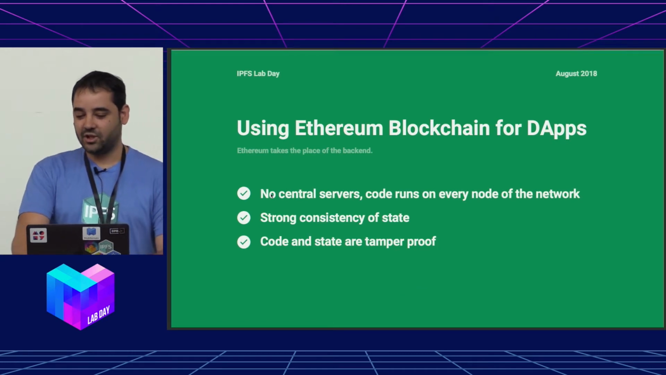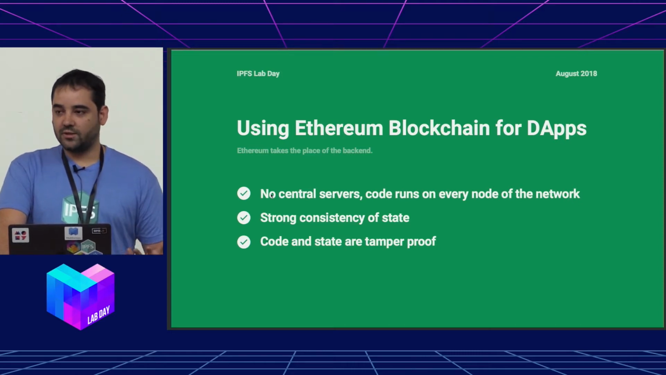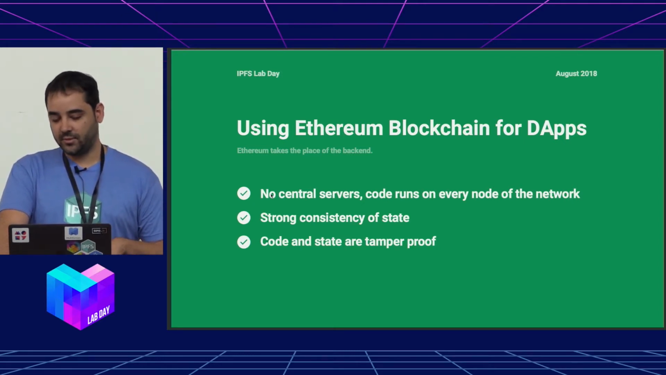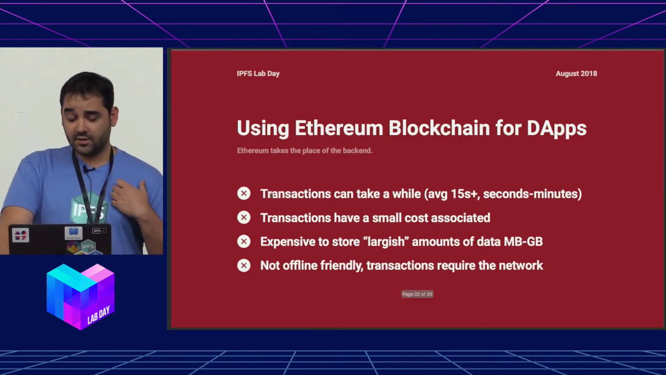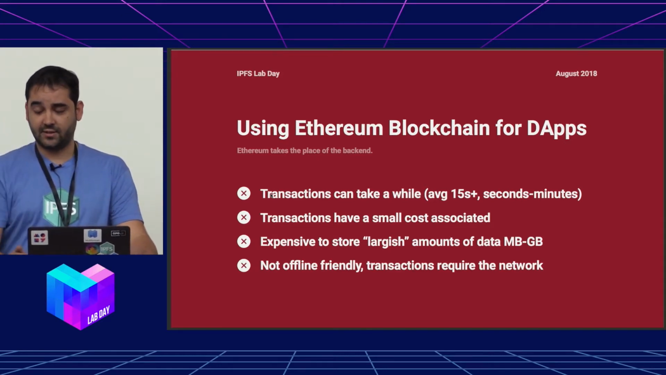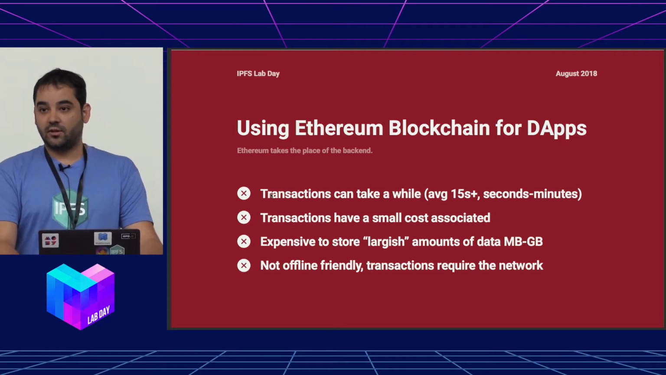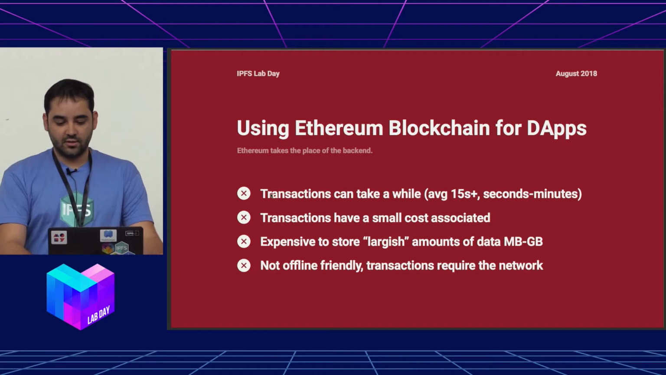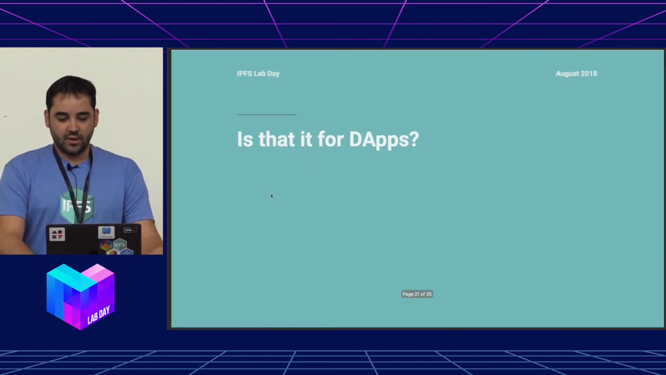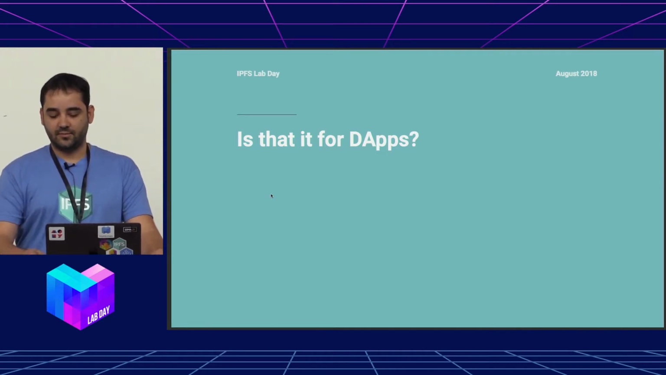So Ethereum-based blockchains, what are the advantages that they give to us? There are no central servers, of course. Code runs on every node. We've got strong consistency of the state, and the code and the state are tamper-proof, which is actually very good. Some downsides of it. Transactions can take a while, on average 15 seconds, but it can take more. Transactions have a small cost associated, of course, and it's very expensive to store a lot of data in a single transaction. And it's not offline friendly because we need to have an online connection to the network to operate. So is that it for dApps, or are there any alternative ways that we can build dApps nowadays?